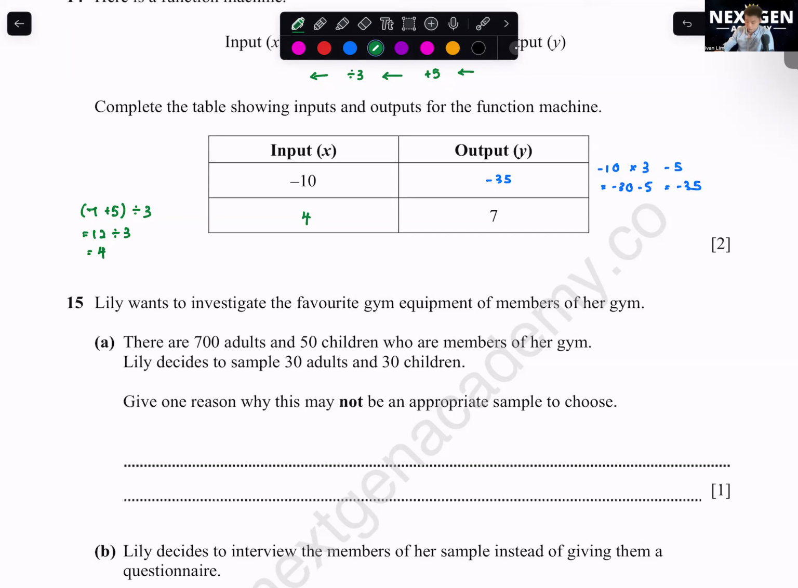Why not appropriate? Okay, so look at the numbers. I want you all to observe the numbers. You have 700 adults and 50 children. Okay, so when she did the sample, she took 30 adults and then 30 children. Do you think, okay, what's wrong with this? Anything wrong? I take 30 adults and 30 children. Okay, because the 30 adults does not represent what?